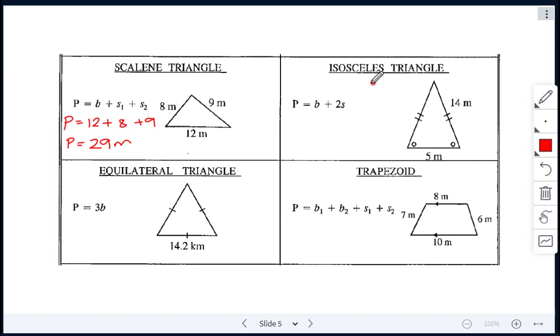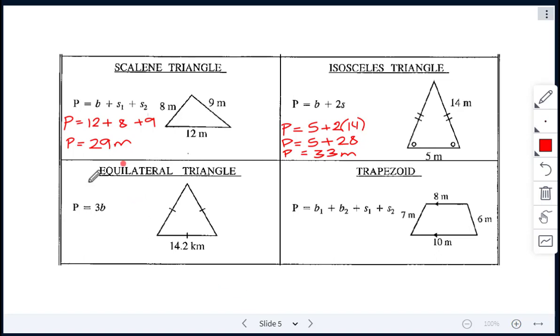Next, we have an isosceles triangle. Two sides are the same. Two angles here will be the same as well. And then the base is a different length. That's an isosceles triangle. So the perimeter is b plus 2s. Base of 5 plus 2 times s. So 2 times 14 gives me 5 plus 28, which gives me 33 meters.